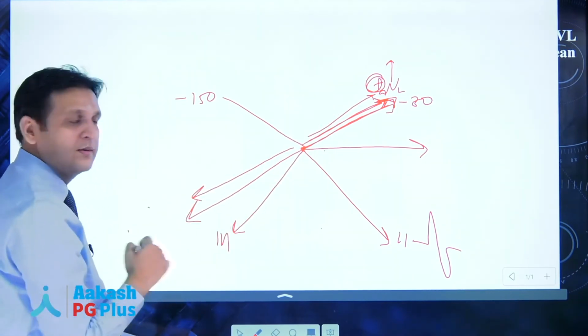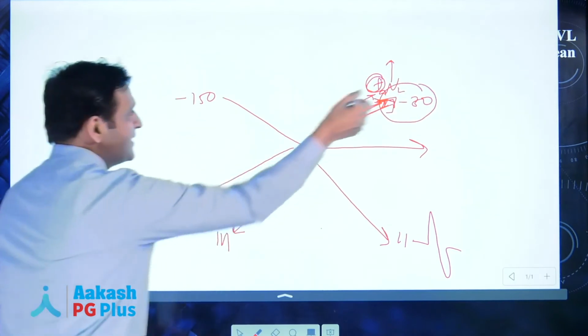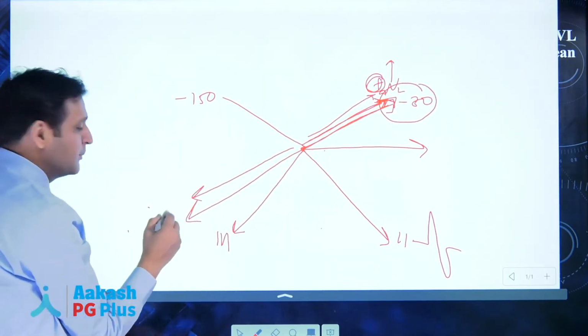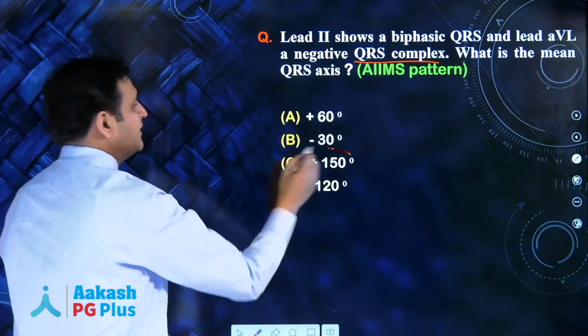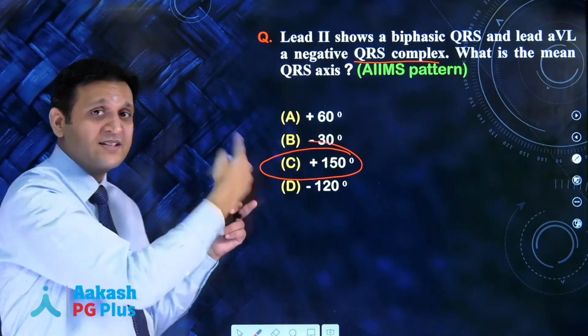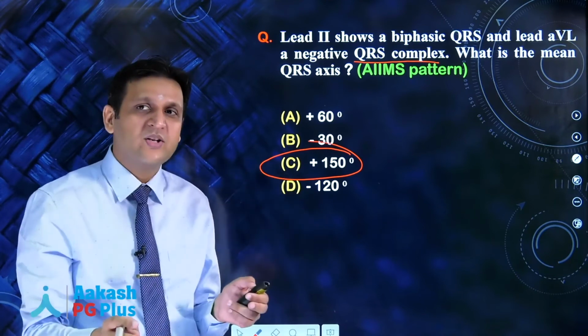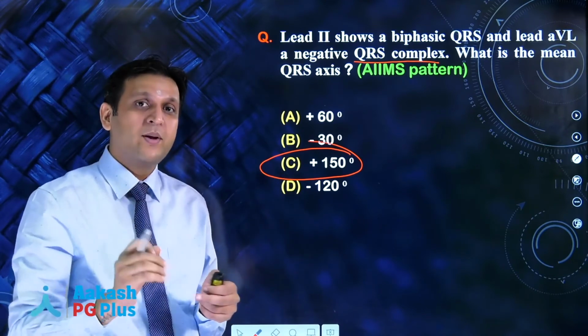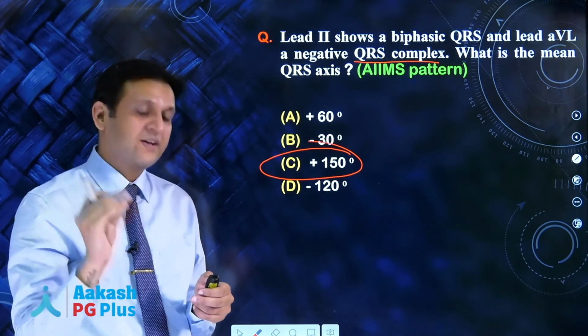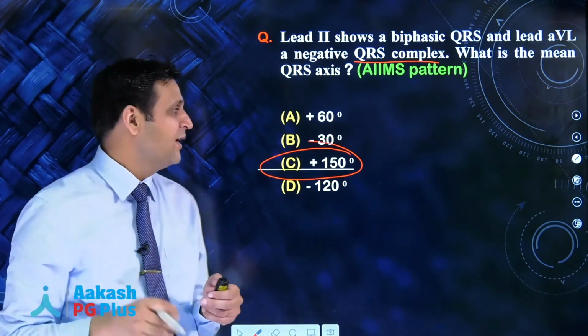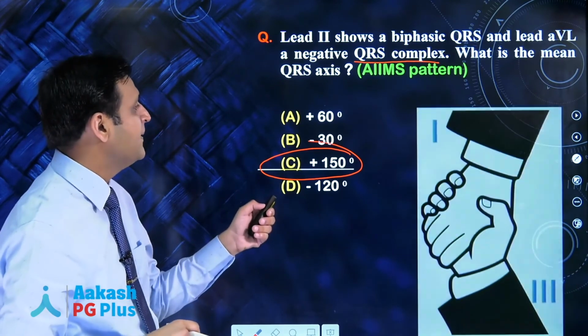Have a look. So if this is -30, what is diametrically opposite? Plus 150. So what would be the answer? Plus 150. Try and revise this with various combinations with a very basic concept of biphasic and positive deflections. You will never forget how to calculate axis. Okay, so that's the answer, plus 150 degrees.